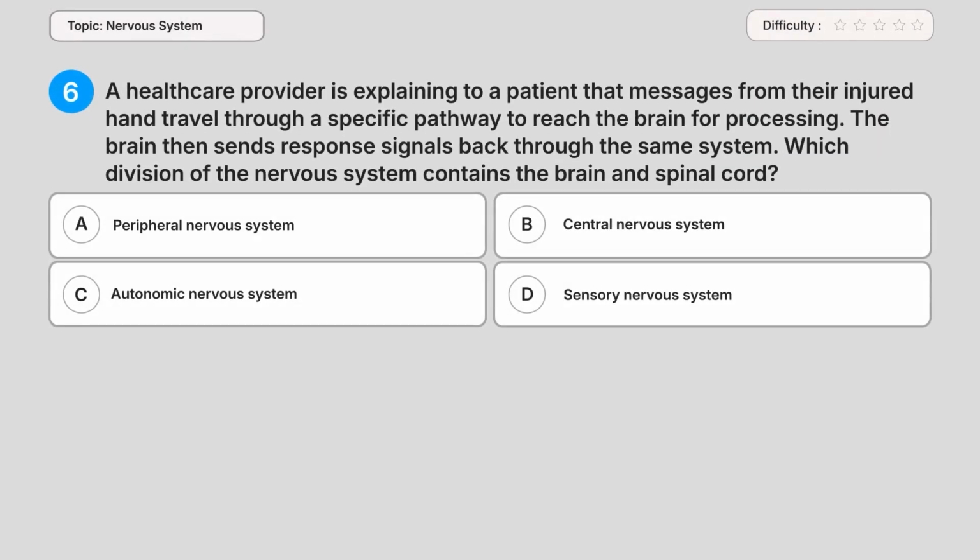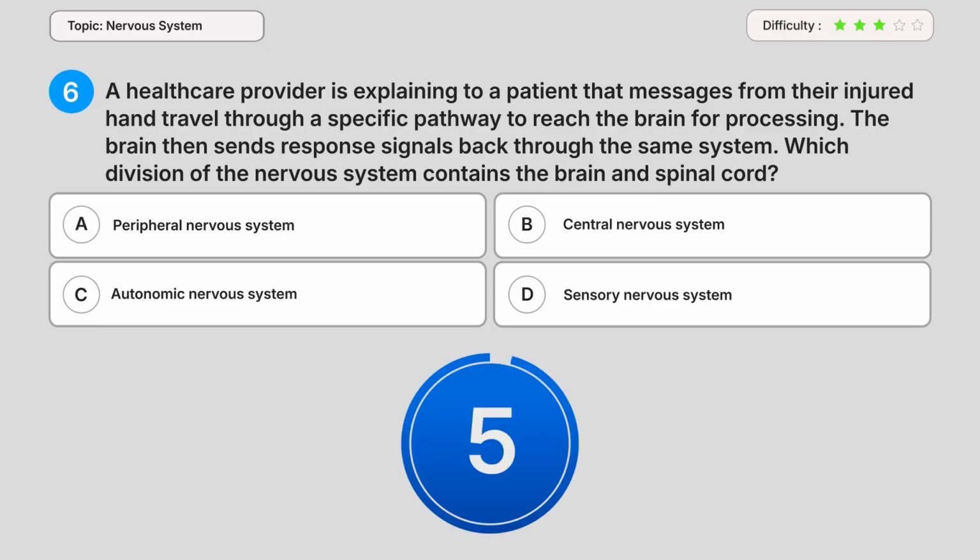6. A healthcare provider is explaining to a patient that messages from their injured hand travel through a specific pathway to reach the brain for processing. The brain then sends response signals back through the same system. Which division of the nervous system contains the brain and spinal cords? A. Peripheral nervous system, B. Central nervous system, C. Autonomic nervous system, D. Sensory nervous system. What do you think is the answer?